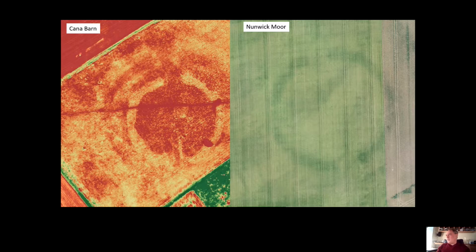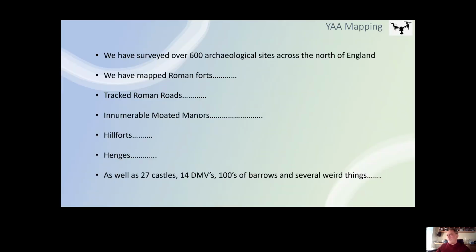And finally, in the great henges, is Nunwick Moor. Both Carnaby and Nunwick are completely ploughed out. There is literally nothing to see, as of course is the case at Cinderby, which is why it's been lost for so long.